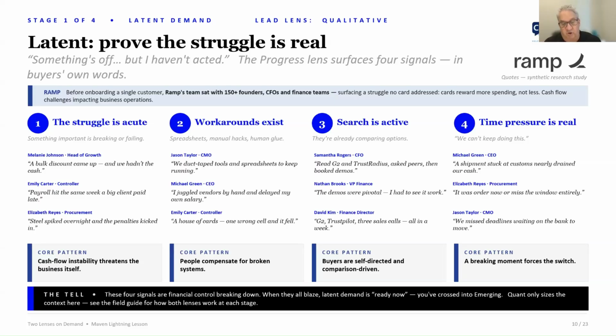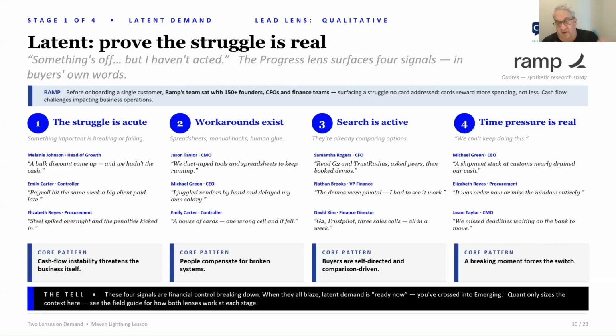One, that the struggle is acute. There's signs that something important is breaking or failing. The second signal you're looking for is that workarounds exist. And this is the idea that the problem is of importance because people are willing to spend time and energies to try to fix it or solve it. But typically they're solving it in a way that's not sustainable over time. They're hacking solutions together. They're using tools that maybe shouldn't be used for what they're being used for. And then as organizations grow and scale, those workarounds at some point in time no longer work.